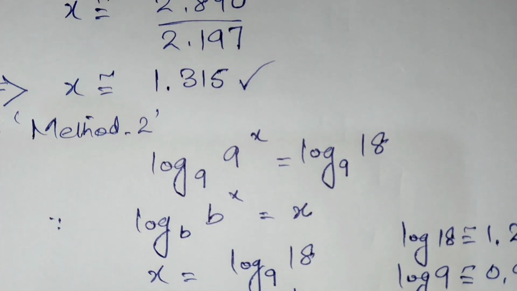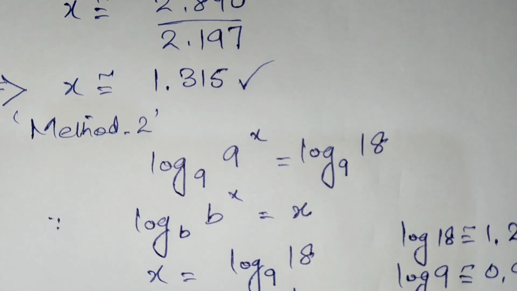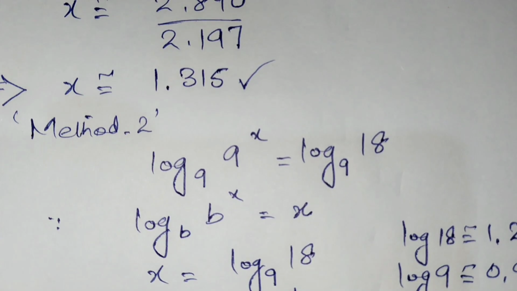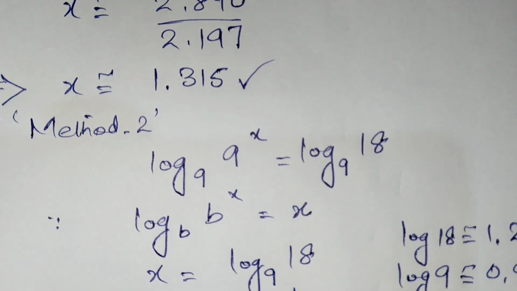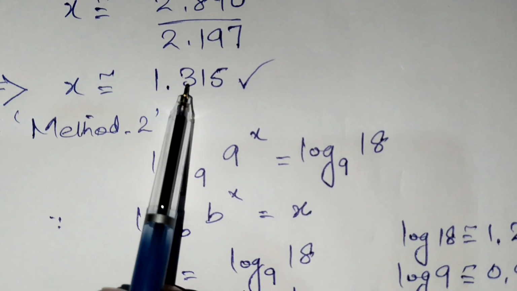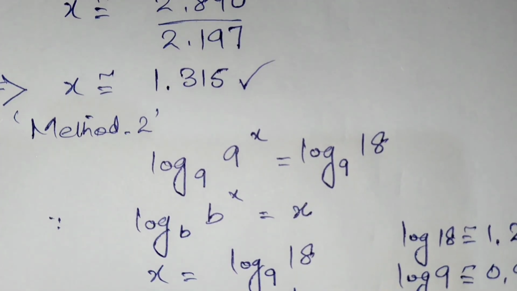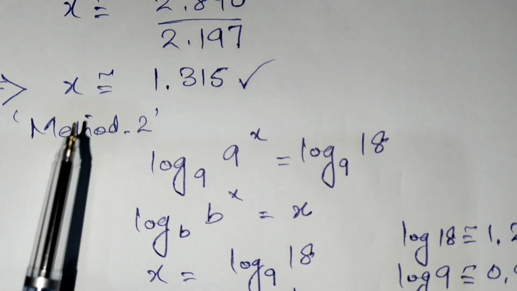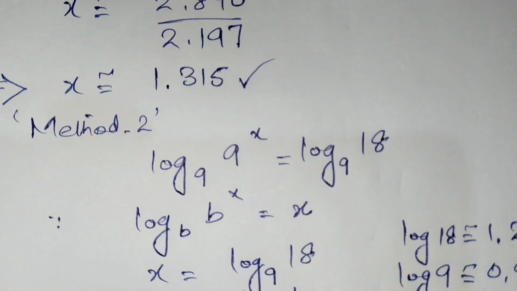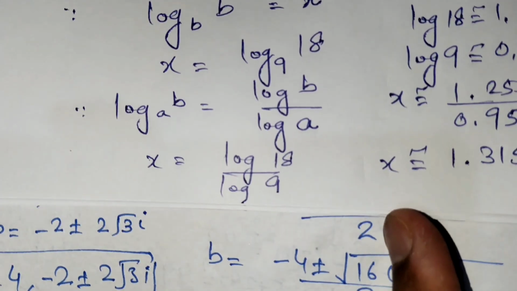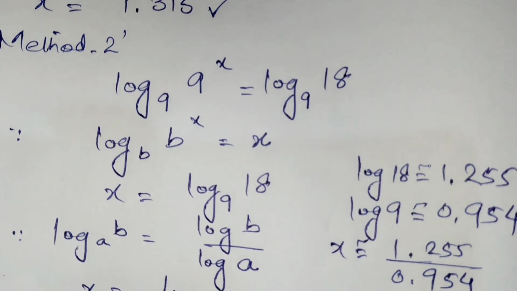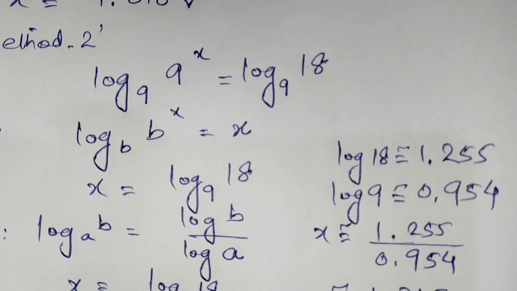So either we use a natural log to solve this question or logarithm with the base 9, we get the same approximate value of x, which is 1.315. If we put this value back in our given question, then left hand side will be equal to right hand side. So these are the two methods to solve this question.